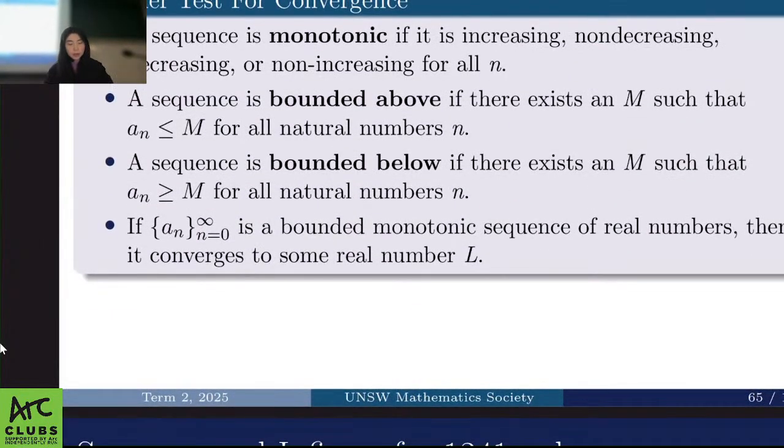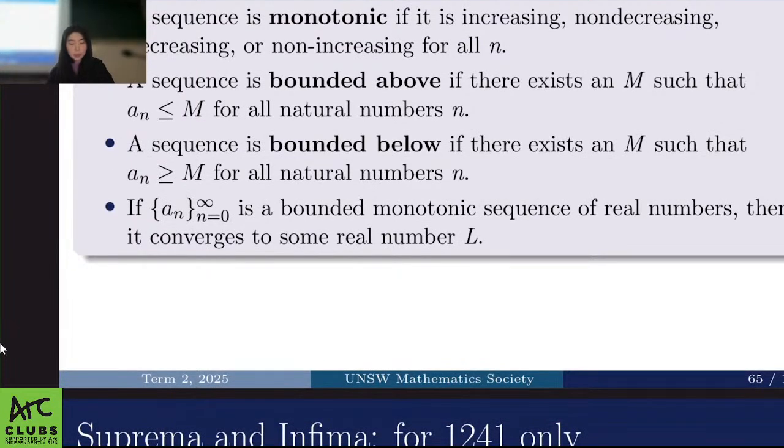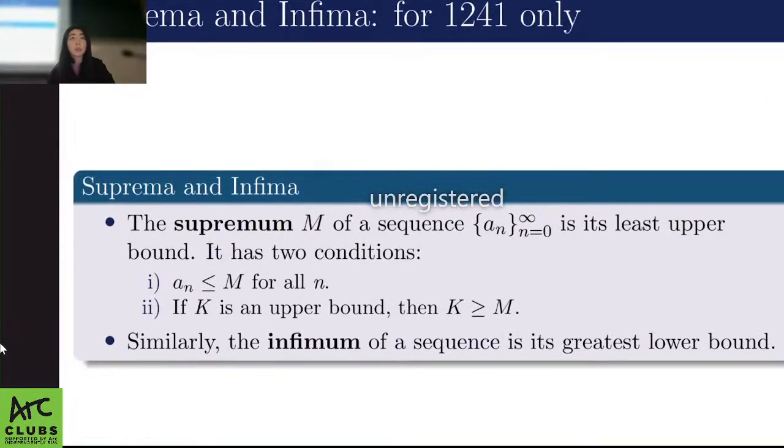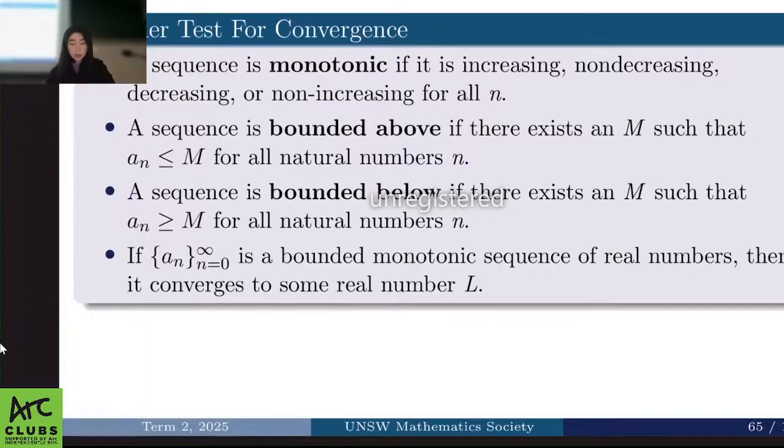Right, so another test for convergence is if we can determine whether a sequence is monotonic. For example, if it always increases, always decreases, or it's always non-increasing or non-decreasing for all of its n in the domain, then it's a monotonic sequence. And a sequence is bounded above if there's some real number m such that all of the terms in the sequence are less than or equal to m for all natural numbers n. So this is essentially the concept of suprema. And we call a sequence bounded below if there exists some m such that all of the terms in the sequence are always greater than this m.